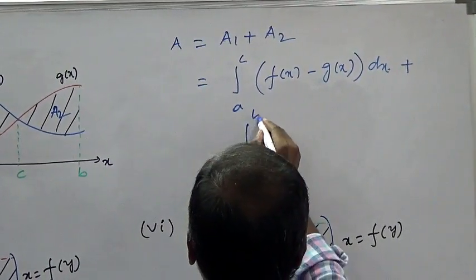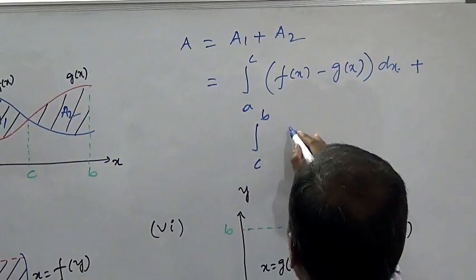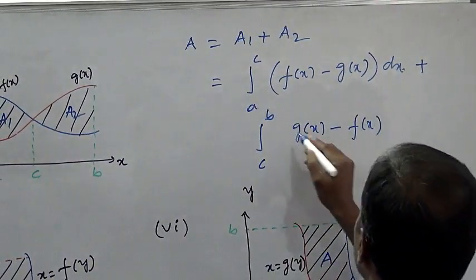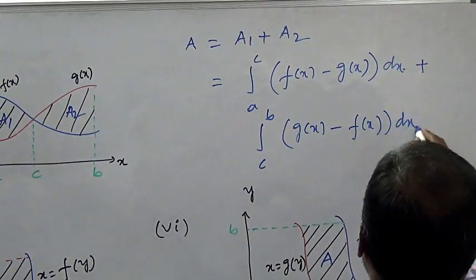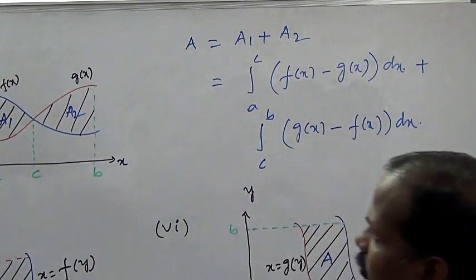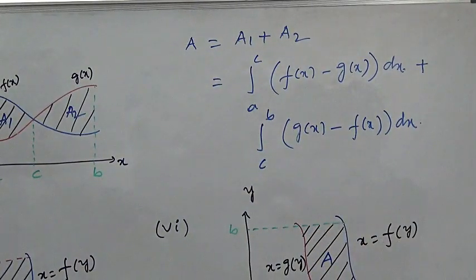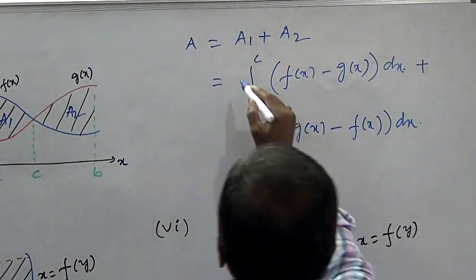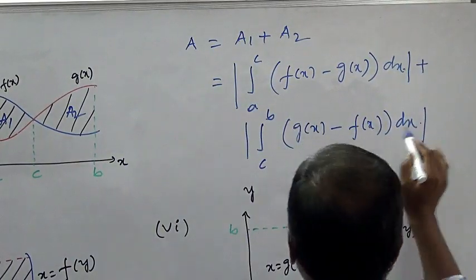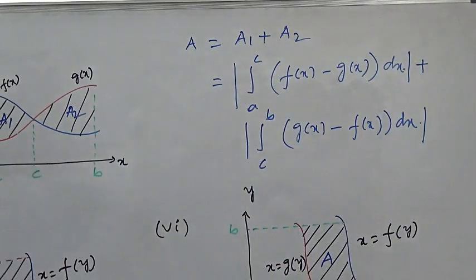Plus, what is A2? Integral from C to B. Which one is above? g of x, minus the curve below, which is f of x, into dx. So if we have any doubt which curve is above the other one, then simply put modulus for individual areas, not total area.